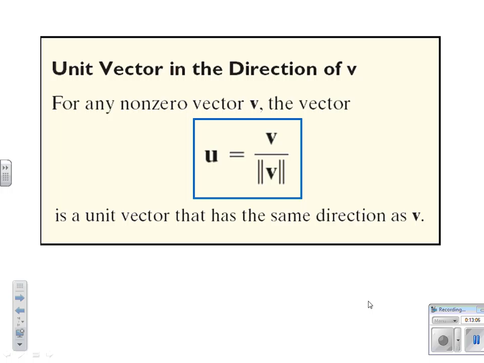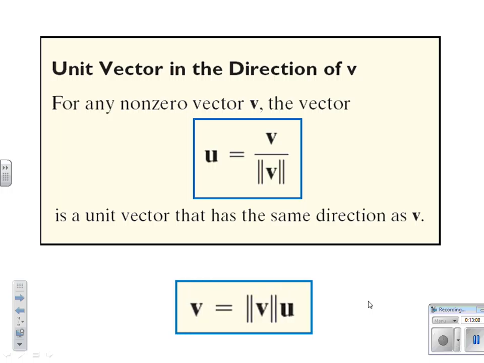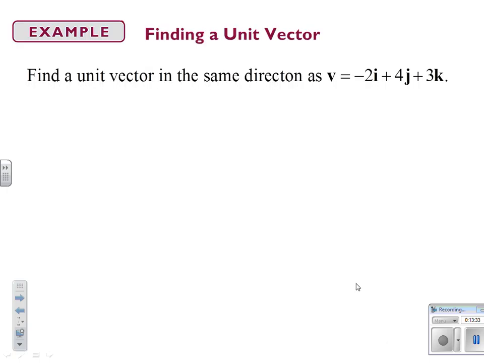So when we want to find a unit vector, real quick before I move on, our unit vector is equal to v divided by the magnitude. So if I'm just looking at my vector, I can rewrite this as the vector is equal to the magnitude of the vector times the unit vector. It's just a different way to write the same formula. Okay, find a unit vector in the same direction as this v vector. v equals negative 2i plus 4j plus 3k.